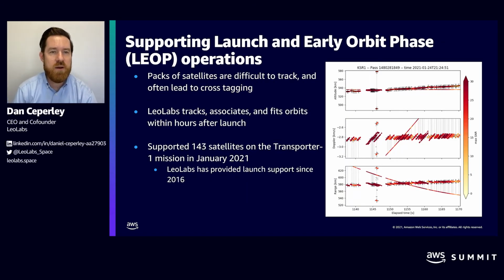And finally, one other thing I want to highlight is we focus a lot on launch and early operations. So when these satellites are launched into space, they're often traveling up there with a bunch of other satellites on the same rocket. We just supported the Transporter-1 mission, which had a record-setting 143 satellites on the same launch. And it's critical to track those satellites very quickly so that they can be rapidly brought into operation and safely maneuvered out of the pack and off into the orbit that they need to be in.